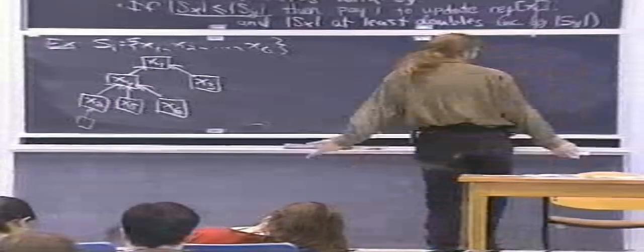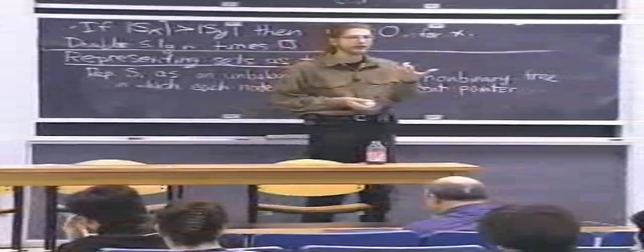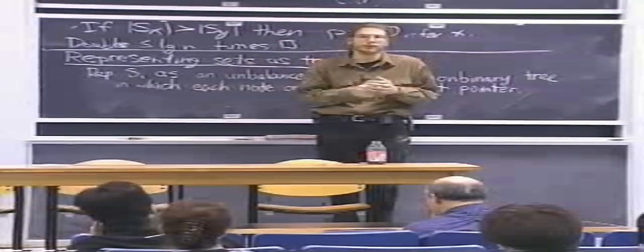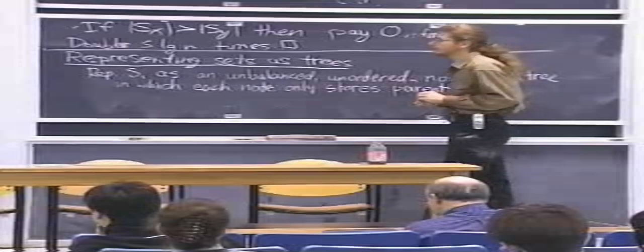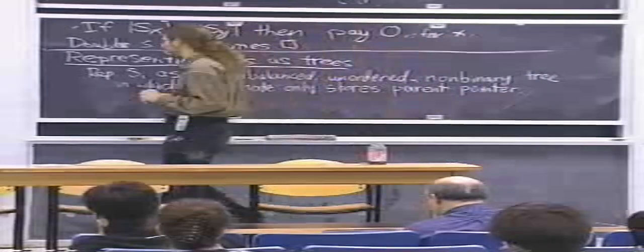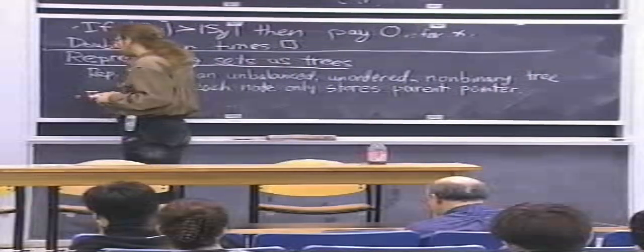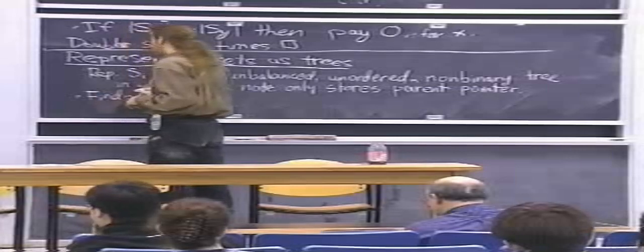And so the question is, how do I do the operations? Make set, again, is easy. I just create a new node. Its parent pointer is nil. The interesting things are find set and union. So how long does find set take in this context?